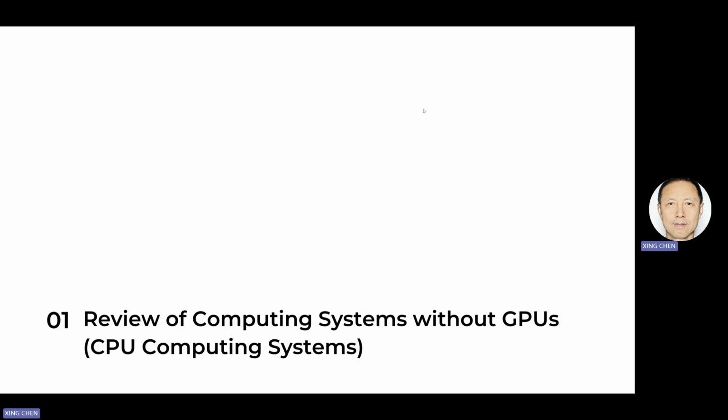But we start with the CPU computing systems, the computing systems without any GPUs, because the basic concept comes from CPU computing systems. It is going to be used again by the GPU computing systems. So it is going to make it easier to understand if we can do a review of the traditional CPU computing systems. That's the reason why, before we dive into the GPU computing and the GPU computing systems, we do a review of the CPU computing system.